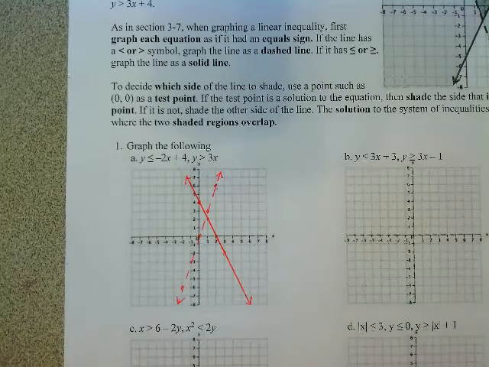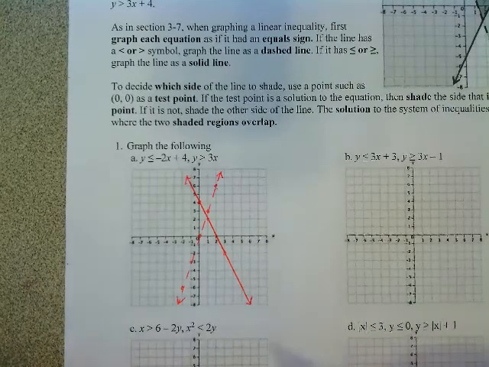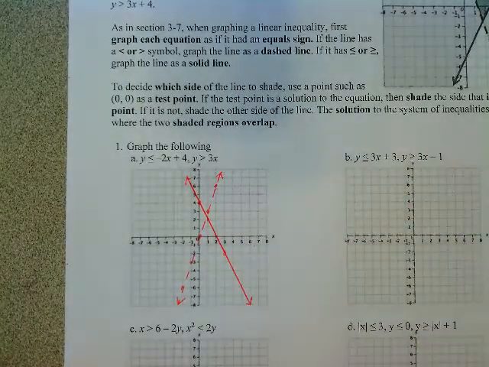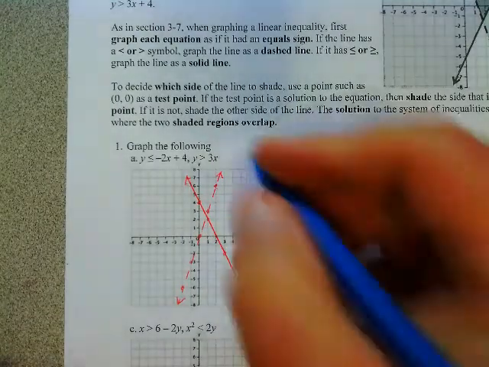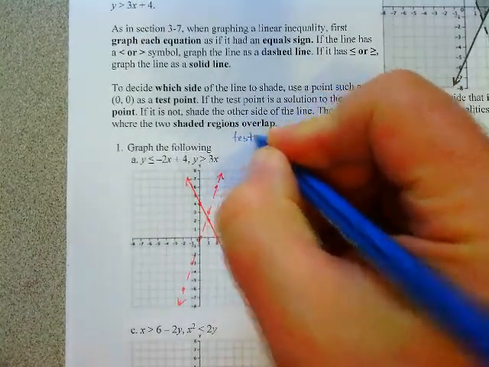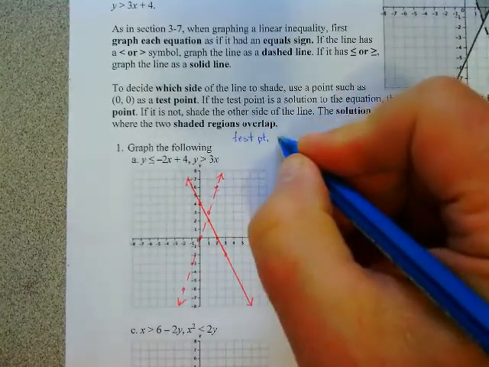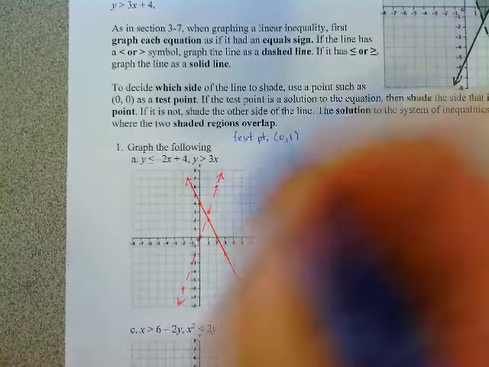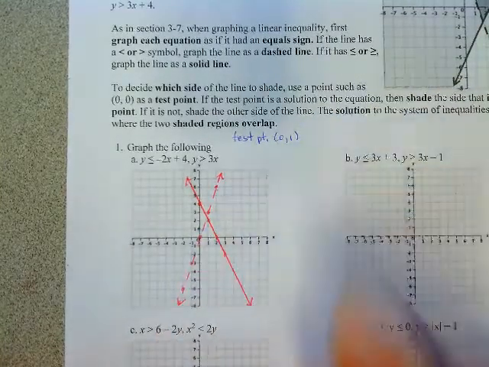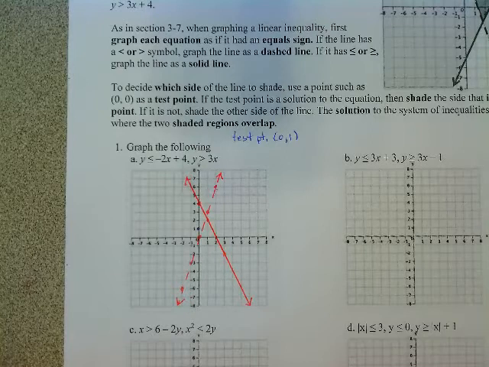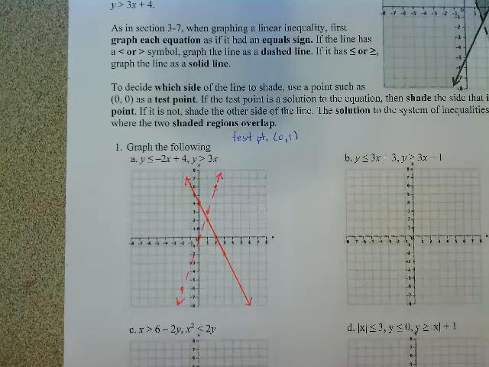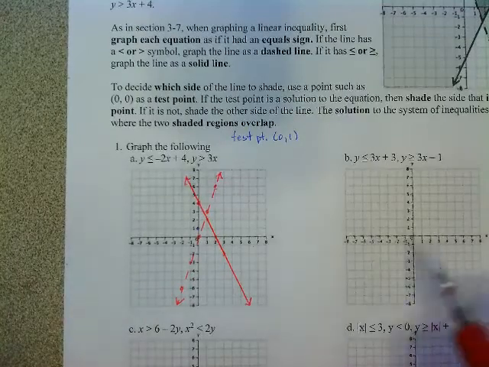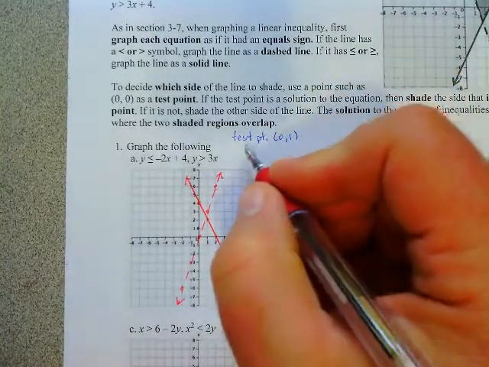And now basically we have 4 spots that could be shaded based on those 2 lines. And so we're going to pick a test point and see how that works. Now, since the one line does go through 0, 0, I'm going to use 0, 1 as my test point. So the test point will be right here. And again, if that makes the equation come out true, then we shade that point. If it does not come out true, then we shade the other side of the equation.